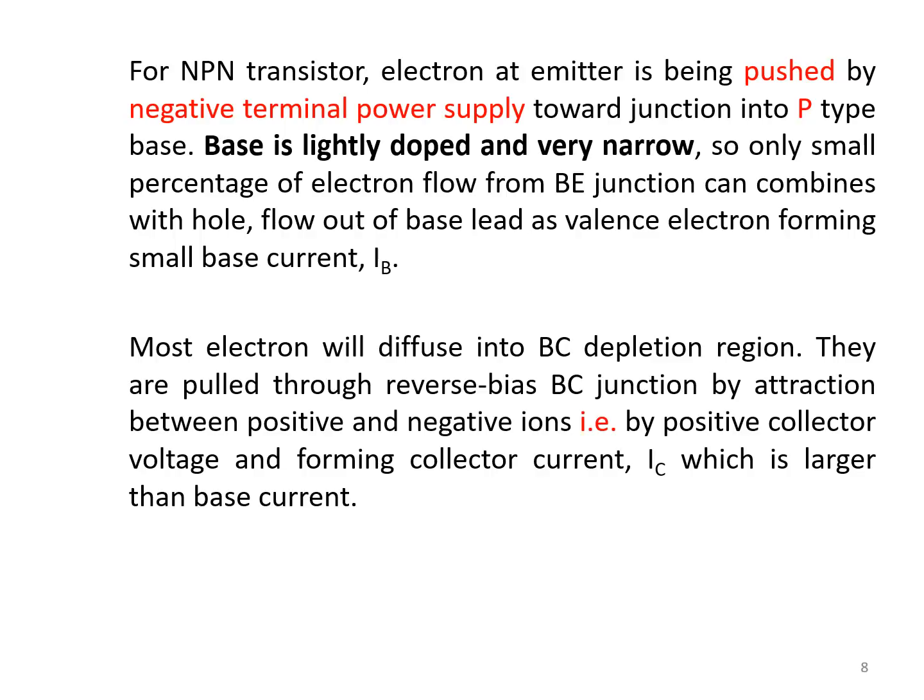For NPN transistor, electron at emitter is being pushed by the negative terminal of the power supply toward the junction into P-type base. Base is lightly doped and very narrow, so it has a very thin current carrier. Only a small percentage of electrons flow from BE junction, combine with holes and flow out of the base lead as valence electrons, forming small base current IB. So that is the explanation for the previous slide.